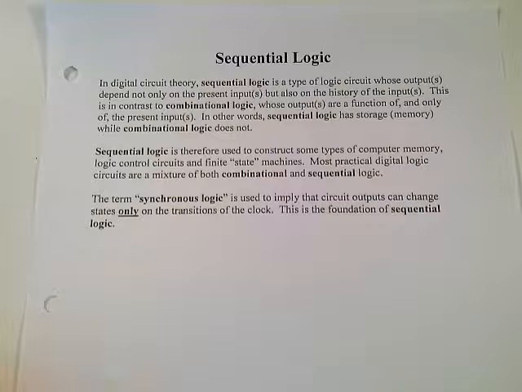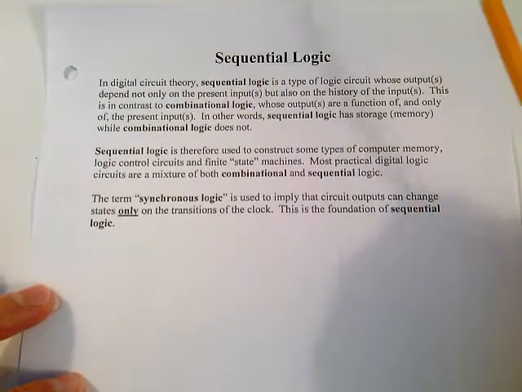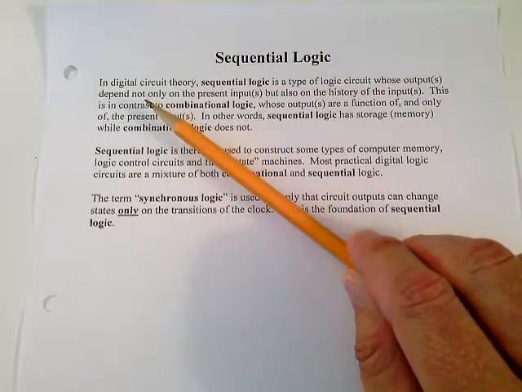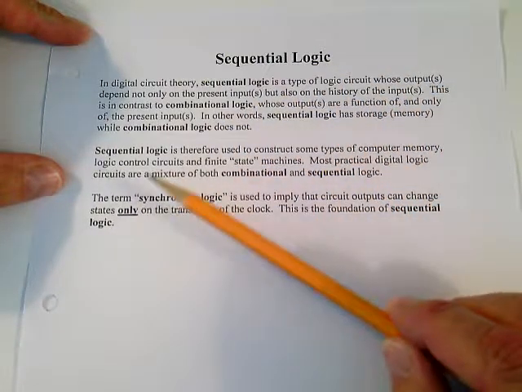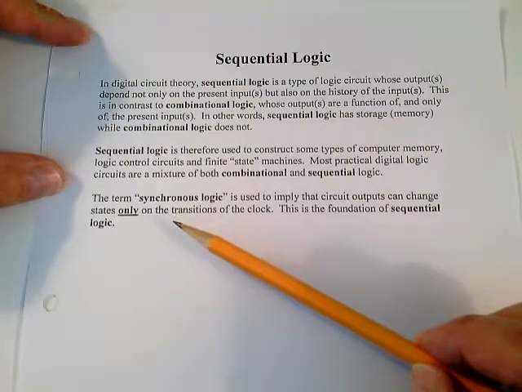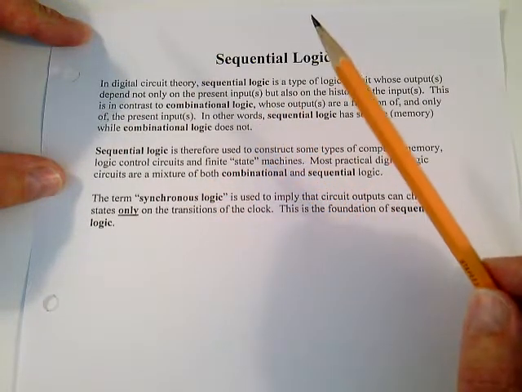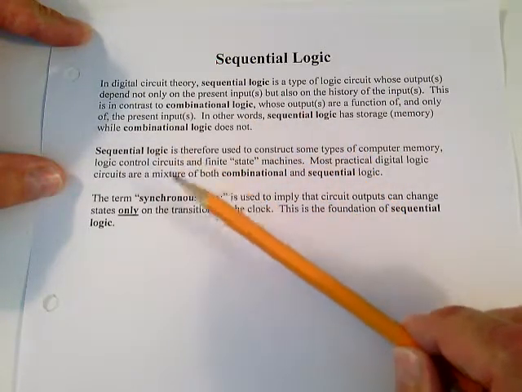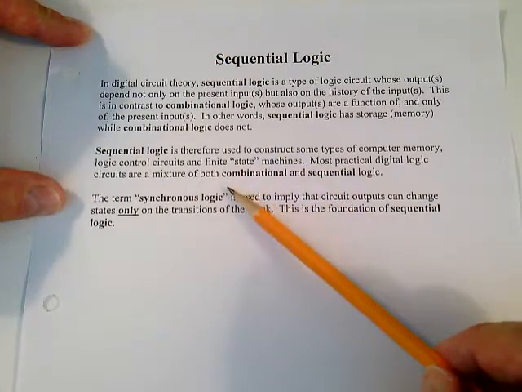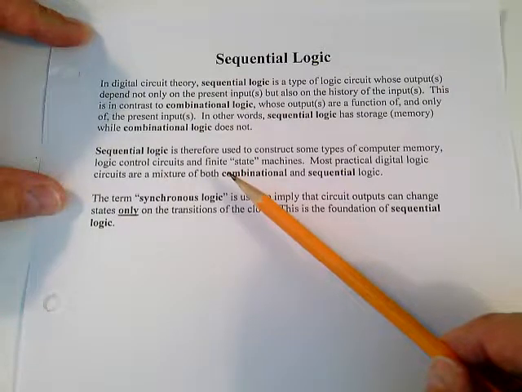We're going to start out on page 209 and we're going to address a new phase of the course called sequential logic. In digital circuit theory, sequential logic is a type of logic circuit whose outputs depend not only on the present inputs, but also on a history of the inputs. This is in contrast to the combinational logic, which we spent the last 5 weeks on, whose outputs are functions of and only of the present inputs. In other words, sequential logic has storage, has some type of memory associated with it, while combinational logic does not.